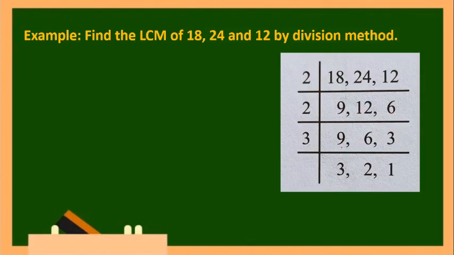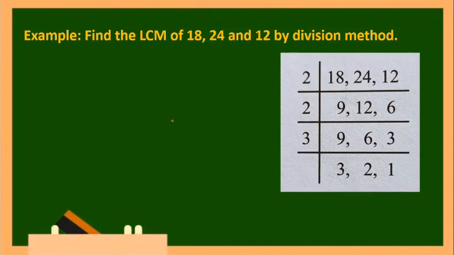Now out of 9, 6, 3, these are multiples of 3, right? So these are divided by 3. So 3 3s are 9, 3 2s are 6, 3 1s are 3. This way we got numbers which are not divided by any number other than 1. So this is the end of the division.